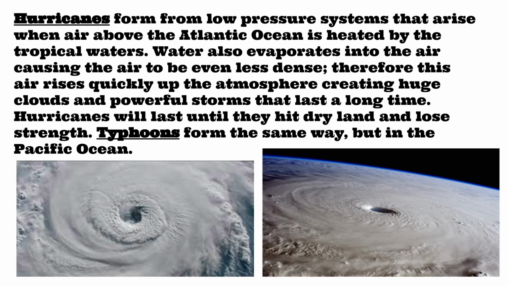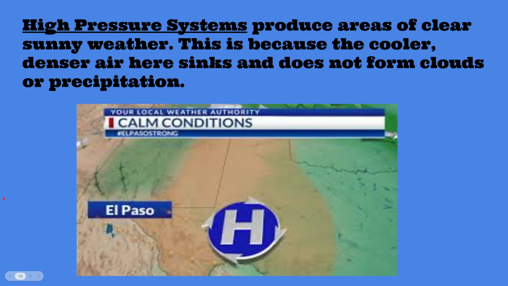Once they hit land, they usually get weakened. So now let's talk about a high pressure system. When you think about a high pressure system, what I need you to think is high, high, happy, happy. When you're happy, you expect clear skies and sunshine. So basically, a high pressure system is going to create areas of clear and sunny weather.